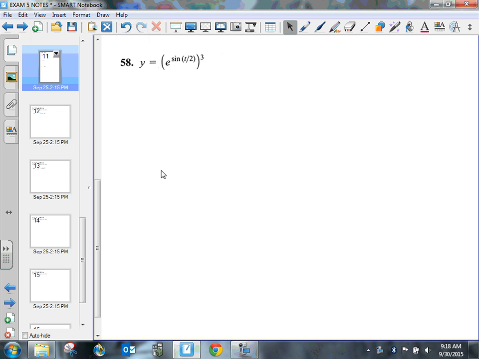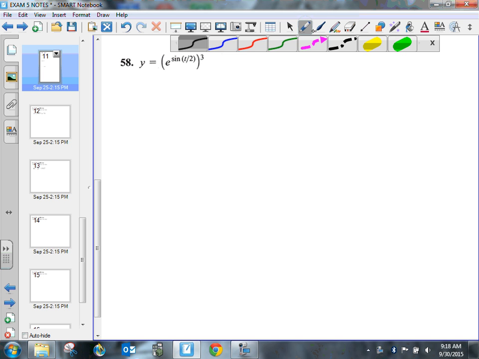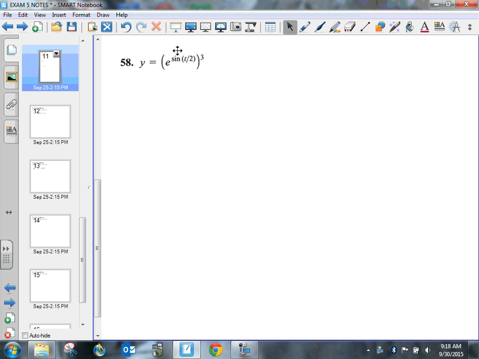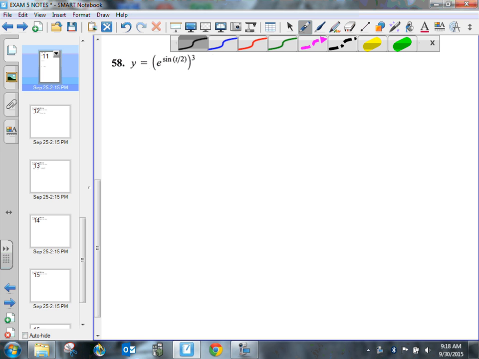Okay, welcome back. This is part 3 of the 3-7 notes. This is number 58, and what I want to do is find the derivative of this function. But we've got a lot of inside functions to this. The first thing that I see is that I've got some quantity raised to the third power. So I have this giant inside function here.